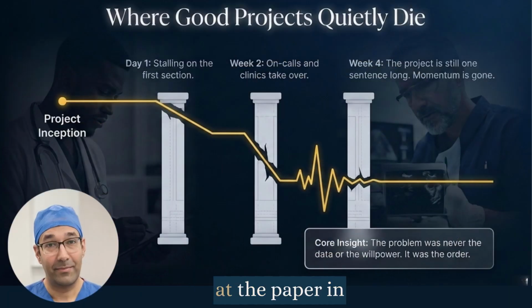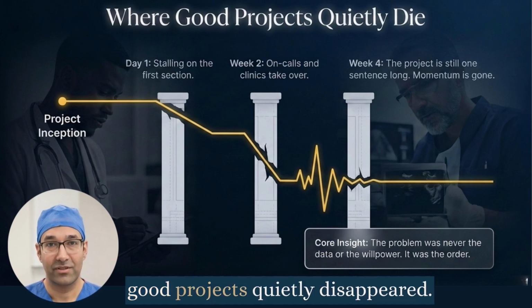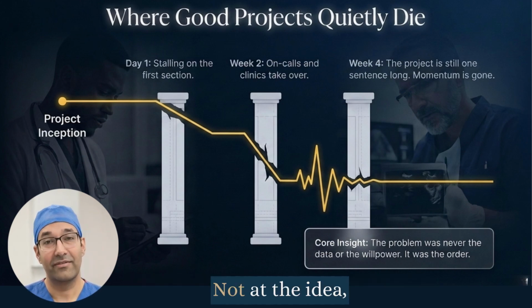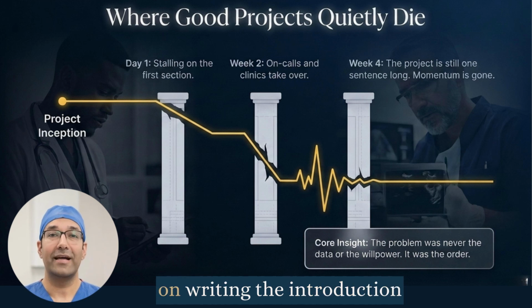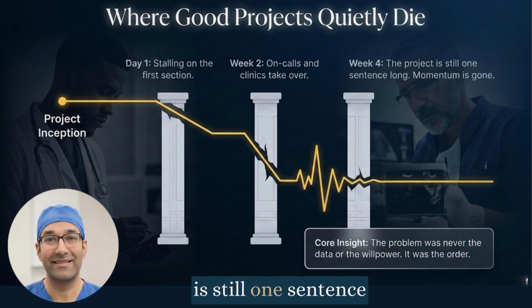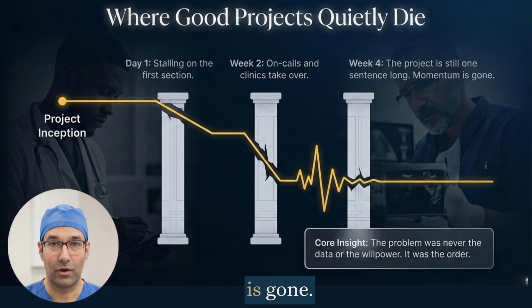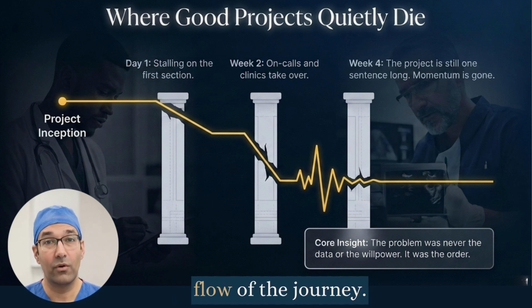So we keep pushing at the paper in the same top-down order, and this is where good projects quietly disappeared. Not at the idea, and not at the data, but in the weeks that follow. Early on, we struggle with writing the introduction section. By week 2, the on-calls and clinics take over. And a few weeks later, the project is still one sentence long, and the momentum is gone. The problem was never the data or the willpower. It was the order of the actions that needed to be done to create the smoothest flow of the journey.